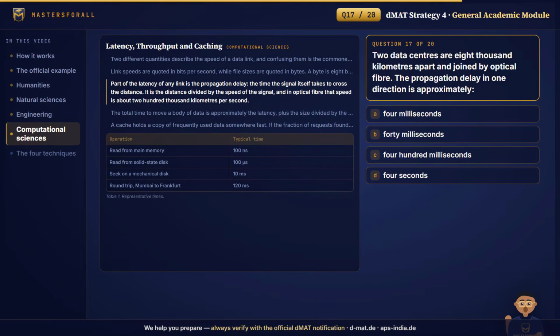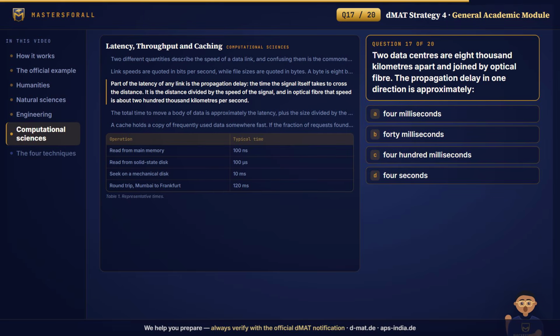Question 2. 2 data centers are 8,000 kilometers apart, joined by optical fiber. The propagation delay in one direction is about A. 4 milliseconds, B. 40 milliseconds, C. 400 milliseconds, D. 4 seconds. Look at the options before the question. 4, 40, 400, 4,000 milliseconds. Each is 10 times the last, the submarine again. You do not need accuracy, you need to place a decimal point.